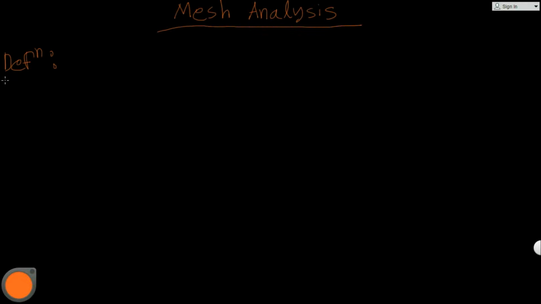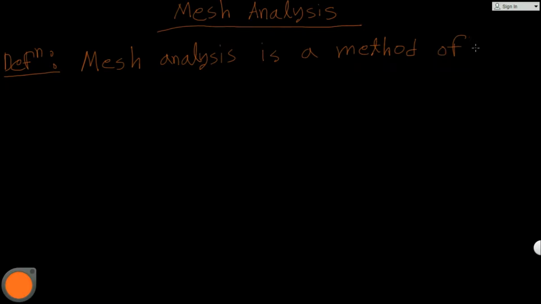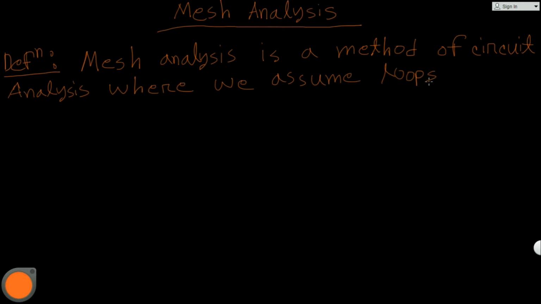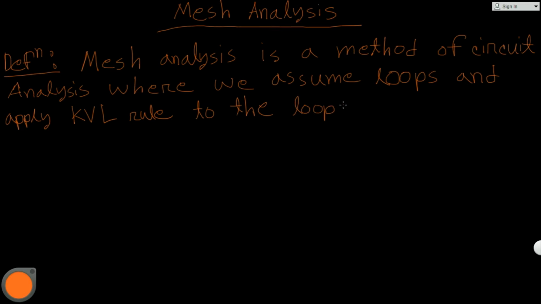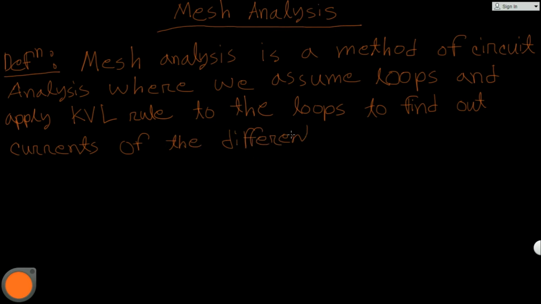Mesh analysis of an AC circuit. Definition: mesh analysis is a method of circuit analysis where we assume loops and apply the KVL rule to the loops to find out the currents of the different parts of a circuit.